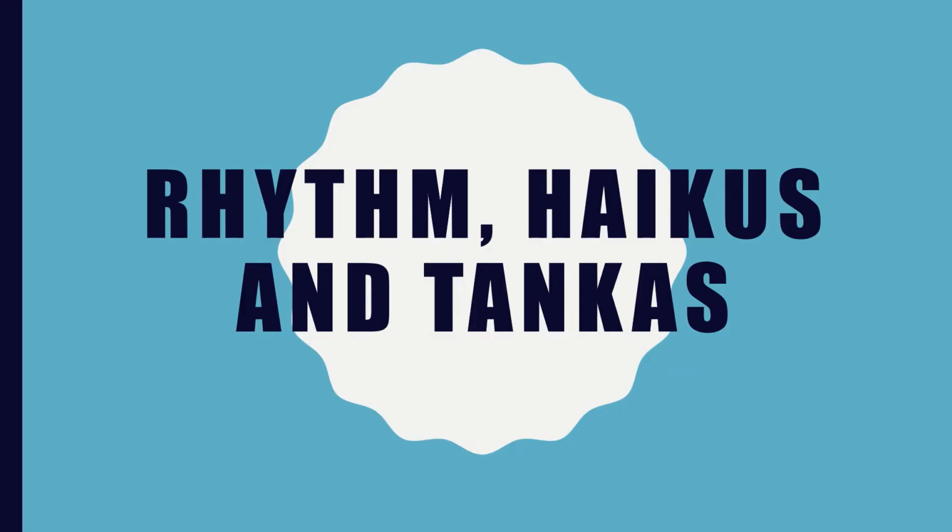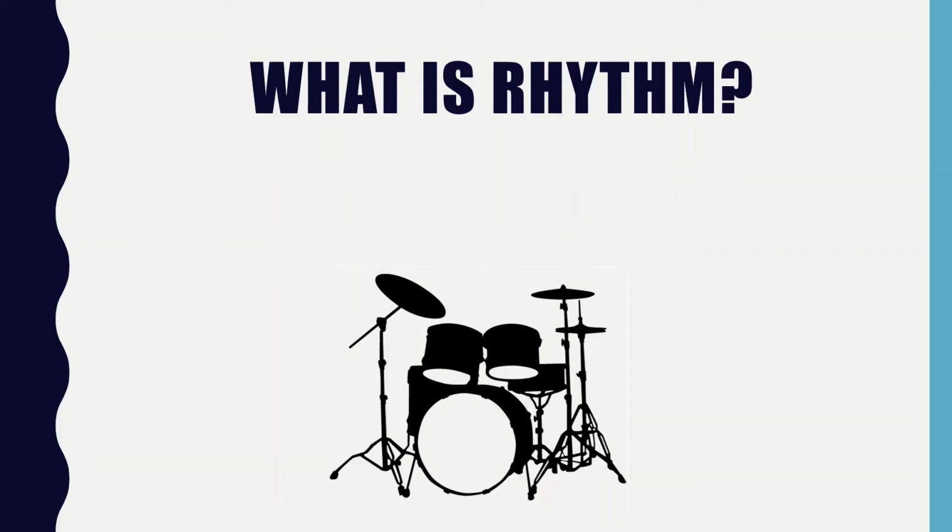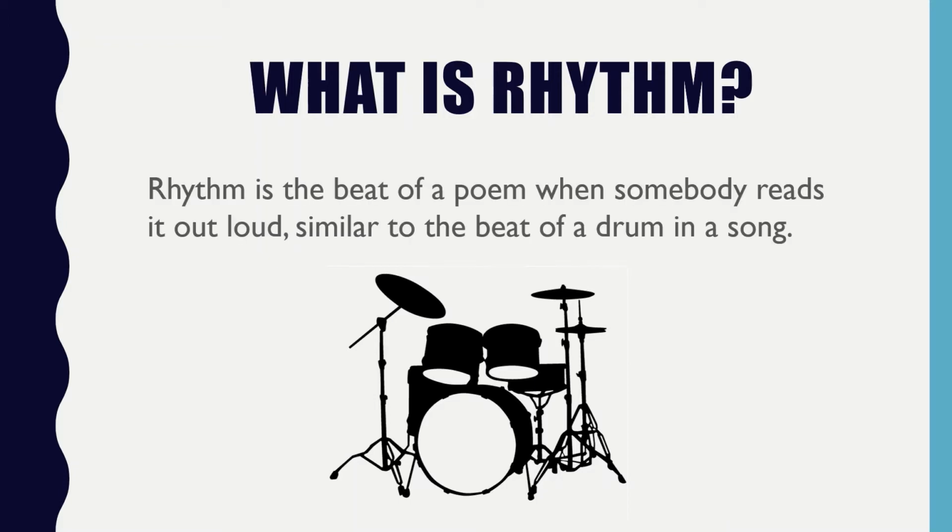Today, we're going to focus on rhythm within poetry, in particular in two forms of poem known as haikus and tankas. Starting off with rhythm then, what is it? Well, rhythm is the beat of a poem when somebody reads it out loud, similar to the beat of a drum in a song. It makes it sound quite interesting when you listen to it.